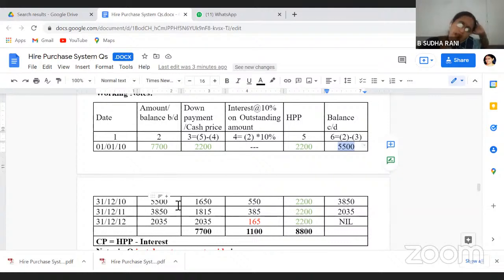At the end of 2010, 5,500 cash is due. Upon that, at 10%, he calculated the interest, 550. The installment he is paying is 2,200. So from the 2,200 minus 550, you will get the cash balance paid, 1,650. So 1,650 cash balance plus 550 interest, both together he paid to the vendor.